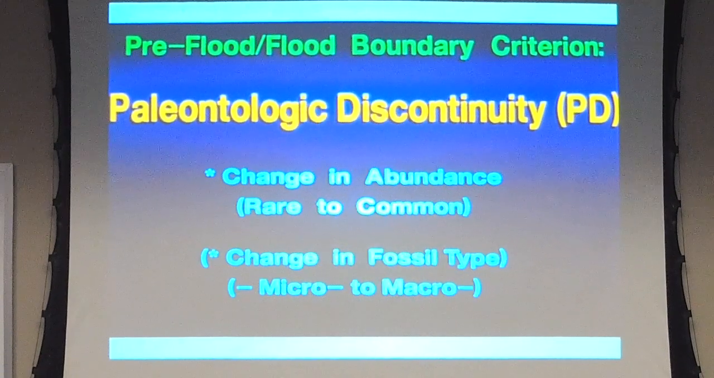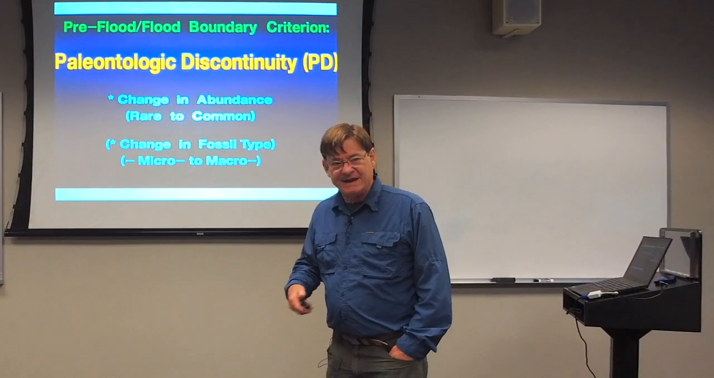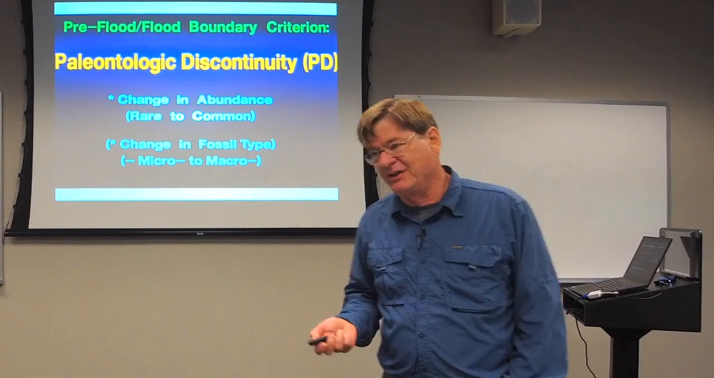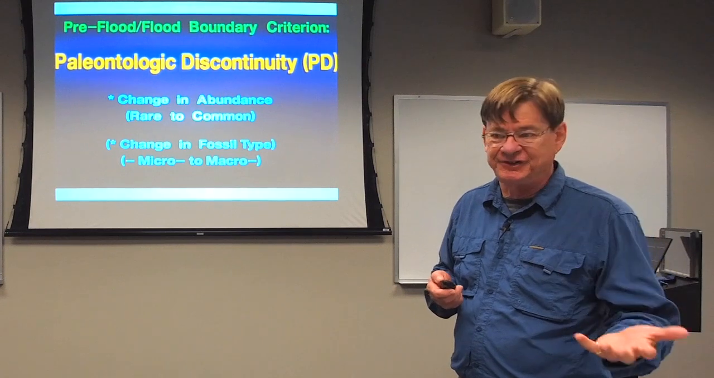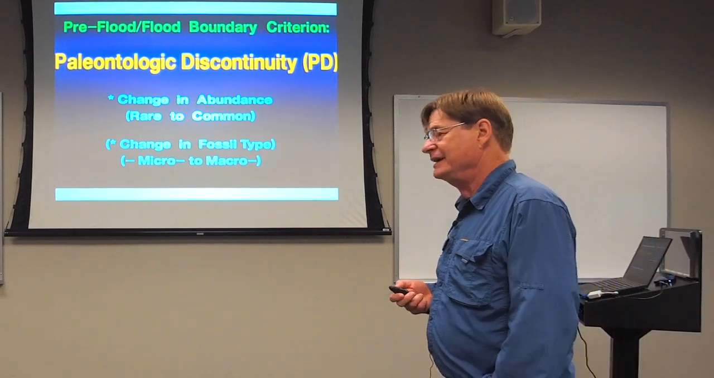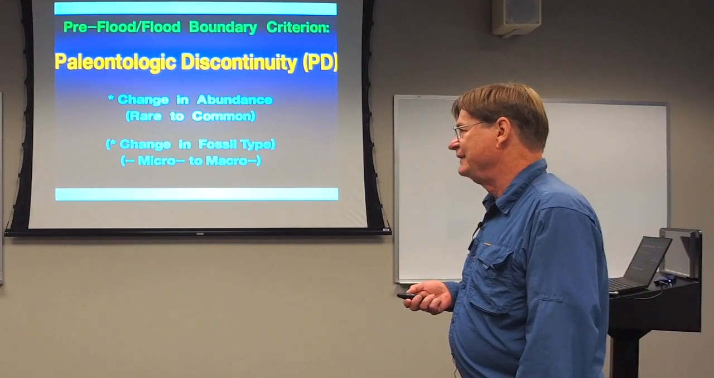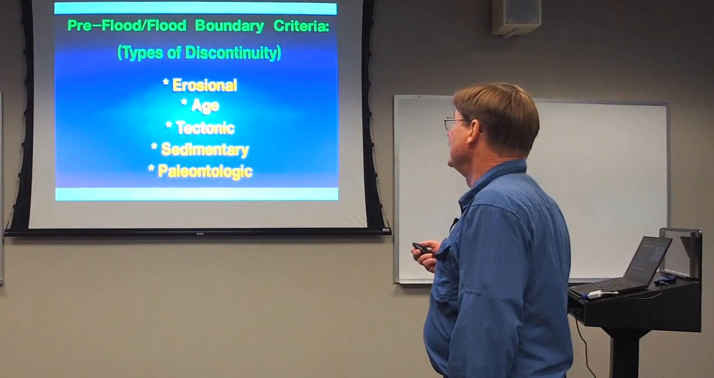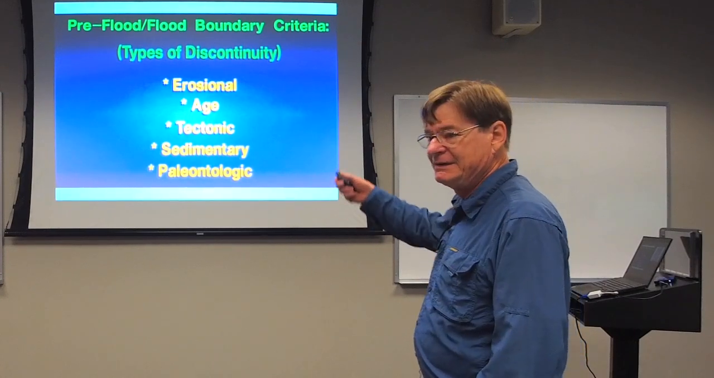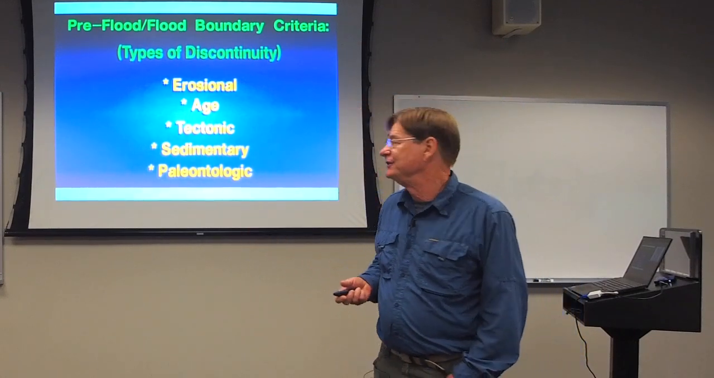The paleontologic discontinuity is change in abundance. Rare to common, okay, change in fossil type, micro to macro, you might think that way, okay, and so those are the boundary criteria. And so we've tried to be rigorous at applying boundary criteria, not just our favorite rock formation or our favorite unconformity. Okay, the pre-flood flood boundary should be defined by these 5 characteristics.